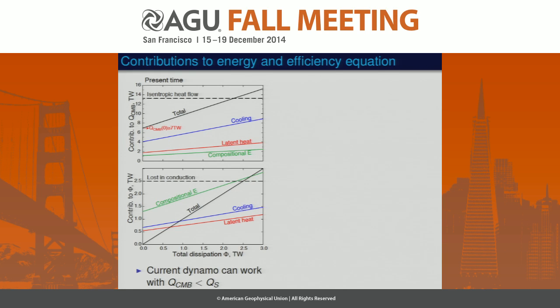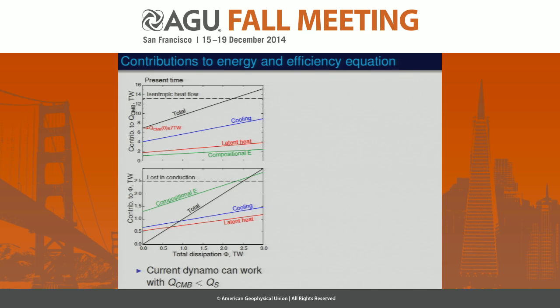Then, for the same range of dissipation, we can compute the contributions to the energy and efficiency equation, and that's for the present time here. The reason why I wanted to show that is because you can see that the 0 dissipation is obtained for heat flow at the CMB which is about 7 terawatt. And it's considerably lower than what is transported along the isentropic gradient at the top of the core.